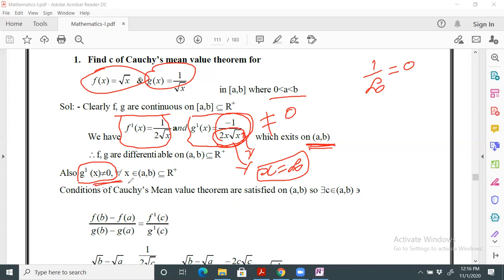for all x in the open interval a comma b. Then all the three conditions are satisfied. The conditions of Cauchy's mean value theorem are satisfied on the closed interval a comma b, sorry, open interval a comma b, such that there exists at least one point c belonging to the open interval a comma b such that f dash of c by g dash of c equals f of b minus f of a by g of b minus g of a.